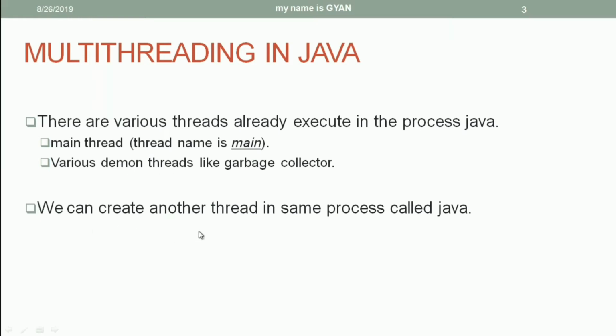We can create another thread in the same process called Java. So we already have many threads in the process Java and we can create various other threads in the same process called Java. So inside the process Java, we can create various other threads by programming, which we will do in the next video of this session. In the next video, we will see how to create our own thread programmatically in the process Java.